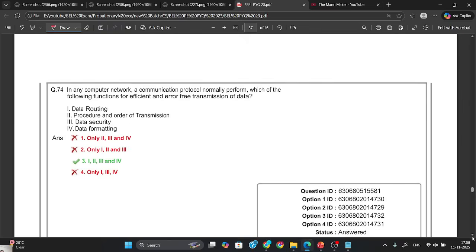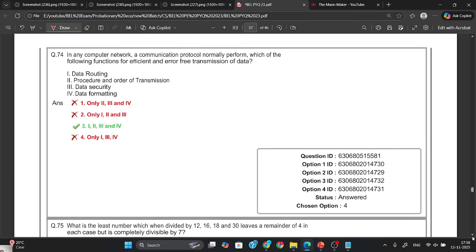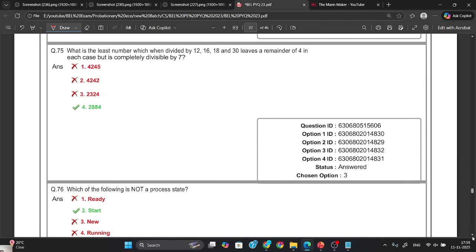Okay. Now the next one is, in any computer network a communication protocol normally performs which of the following functions: efficient and error-free transmission of data. Okay, so data routing, procedure and order of transmission, data security and formatting. So all are related to your communication protocol or transmission layer. So option 3 is your right answer. Okay.